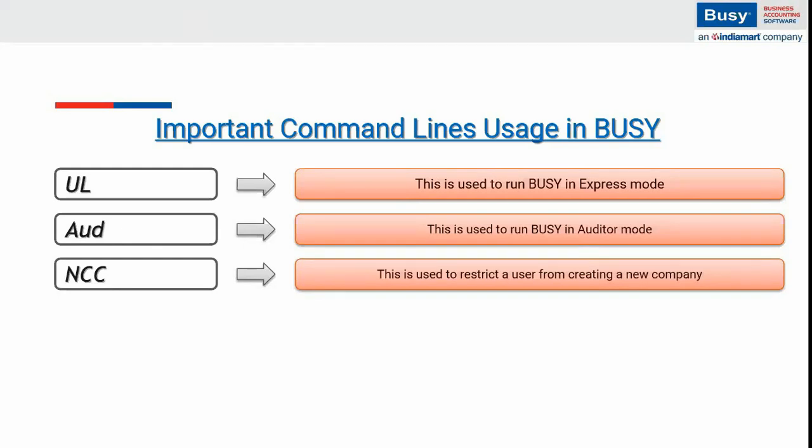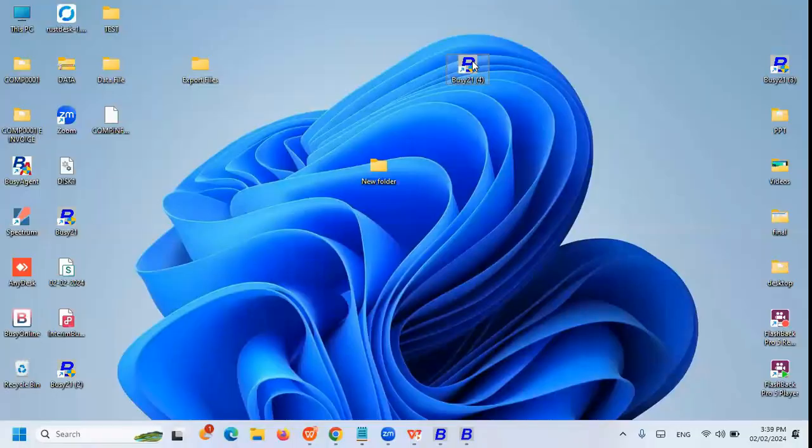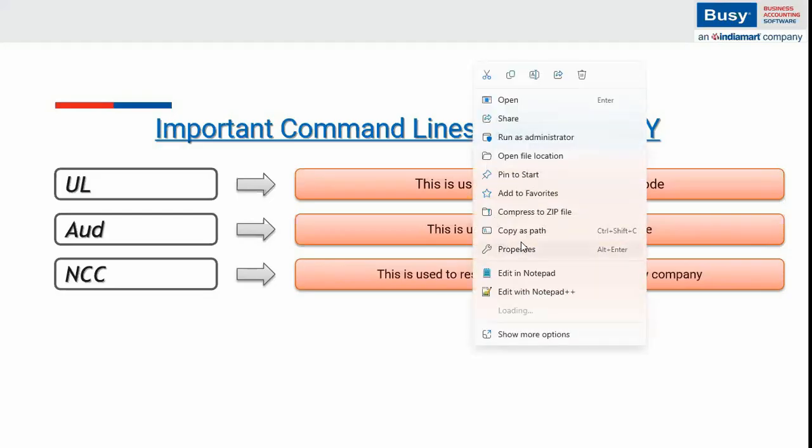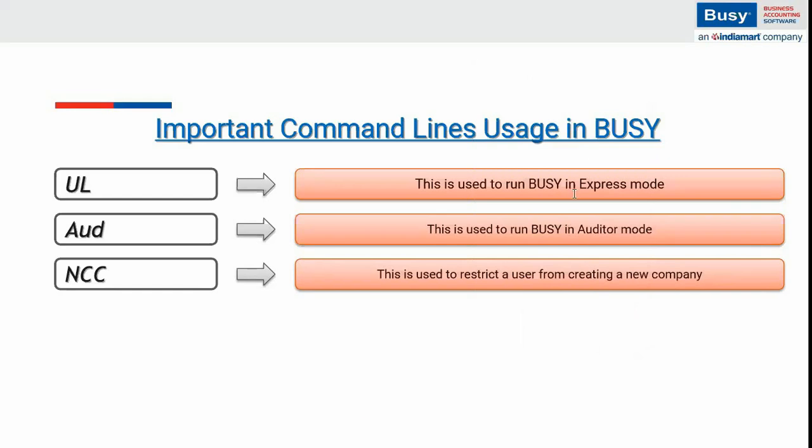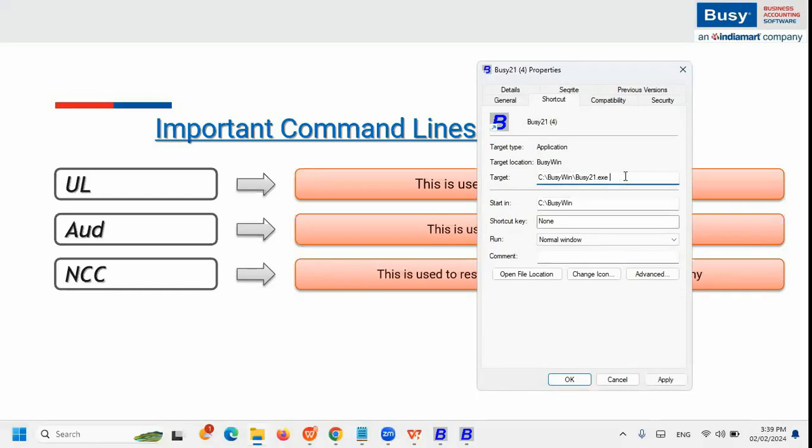This is for company restriction, the NCC command. If you apply this NCC command line argument, then you cannot create a new company in a particular database, or the user is not supposed to create any company. So let me show you how it works. In the same exe file itself, I can change the name. Instead of AUD, I'm giving the name NCC and applying the changes.